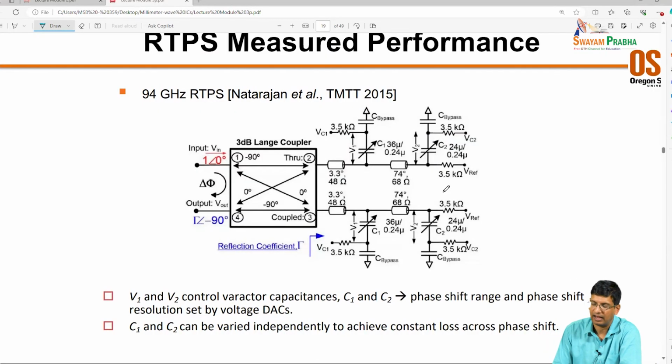So at this really high frequency, because of all the parasitics that are there, it's hard to get a full 180 degrees, let alone full 360 degrees, of phase shift.